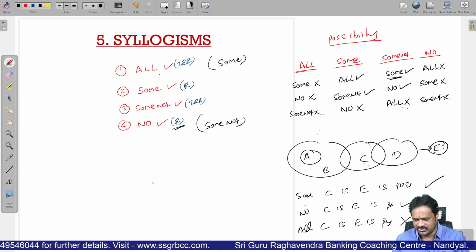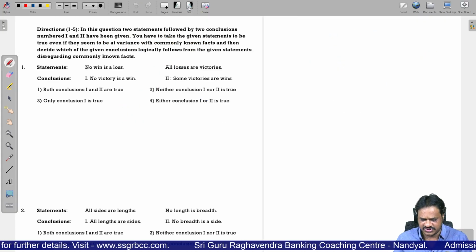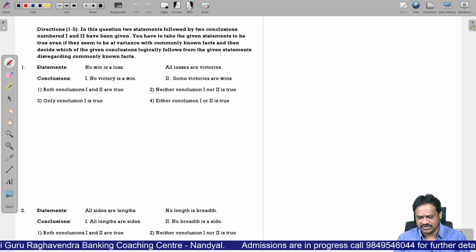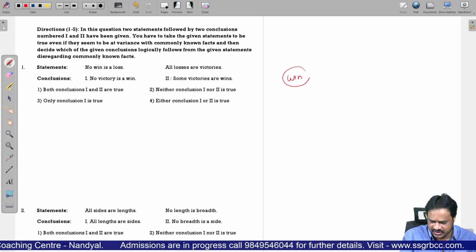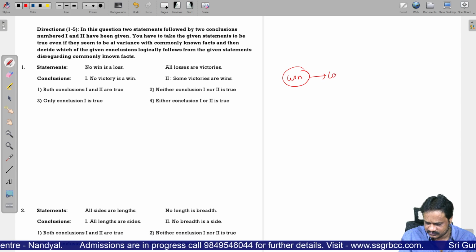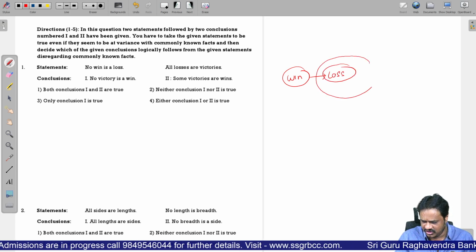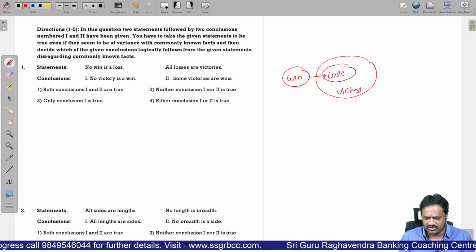Now, let us go to the questions. First question. In this question, there are two statements followed by two conclusions, 1 and 2. We have to take the given statements to be true, even though they seem to be at variance with commonly known facts, then decide which of the conclusions logically follows. First one, no win is a loss. Next one, all loss are victories. Now come to the conclusions.